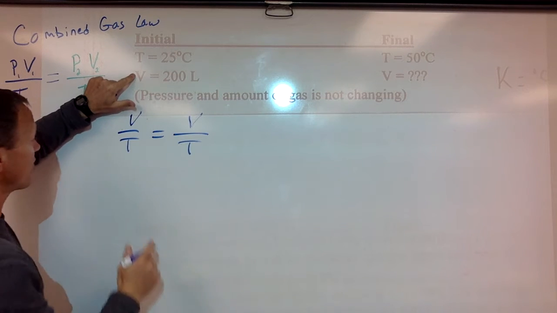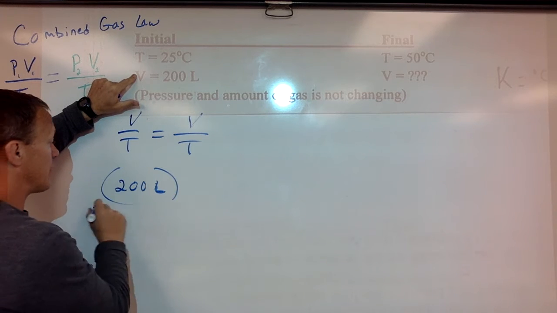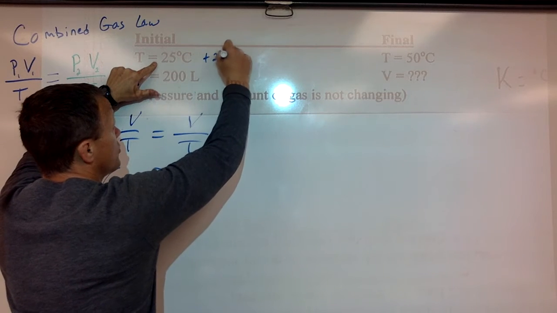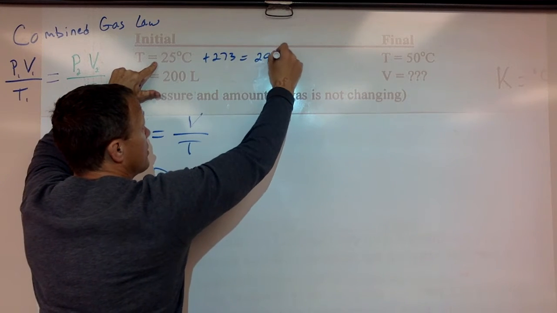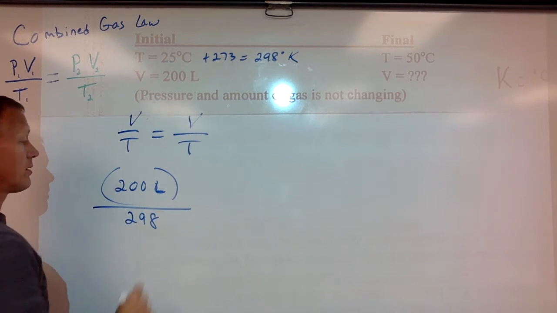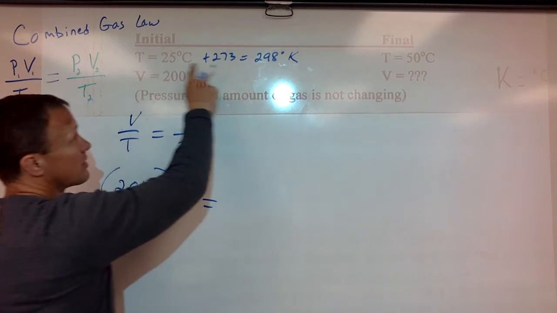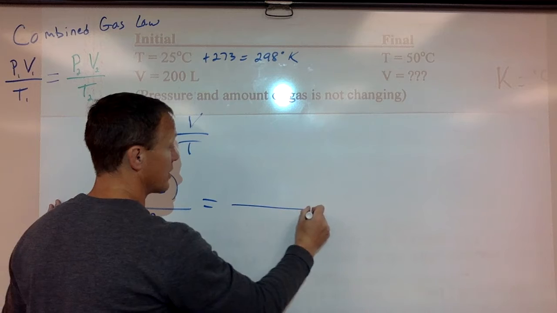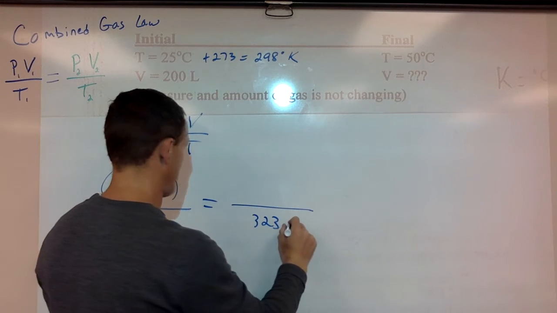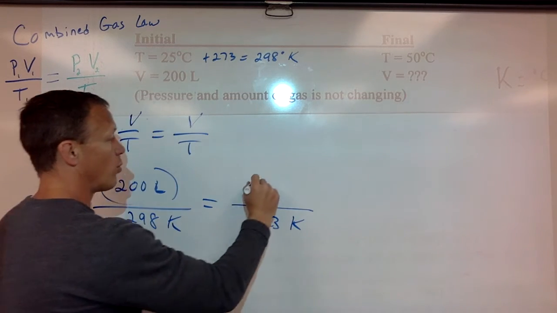So we have this volume, 200 liters, at a temperature of 25 degrees Celsius. Remember, we have to change that into Kelvin. So plus 273 equals 298 Kelvin. Equals, if we increase the temperature to 50 degrees Celsius, which is 273 plus 50, is 323. So our temperature is that temperature in Kelvin. What is our new volume?